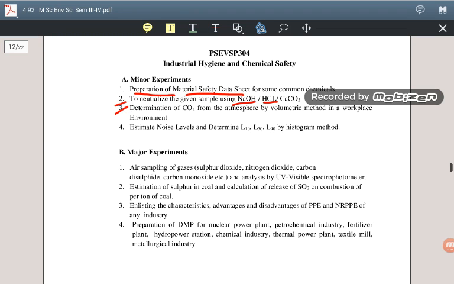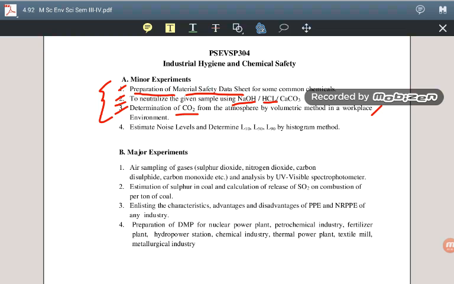Next, the third experiment is determination of carbon dioxide from the atmosphere by volumetric method in the workplace environment. This experiment is repeated, as we have already covered it in semester 2, or I think so, in the MSc EVS part 1. So we are not going to repeat it, but we are going to perform these experiments, that is experiments 1 and 2.